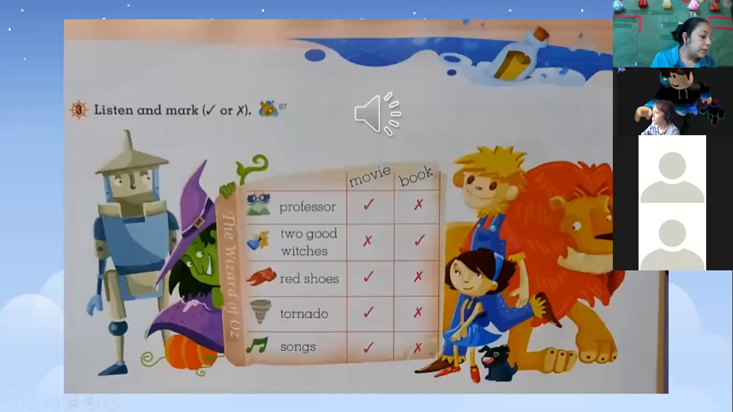Okay. So let's see, there wasn't a tornado in the book. So for that reason, we write a cross. Okay, and in the movie, there was a tornado, yes? And what about songs? There were great songs in the movie. But in the book, there weren't any songs, okay? En la película no había, en la película sí había, pero en el libro no. For that reason, we write a tick, or maybe a cross. Yes? Okay. Did you see this movie, The Wizard of Oz?